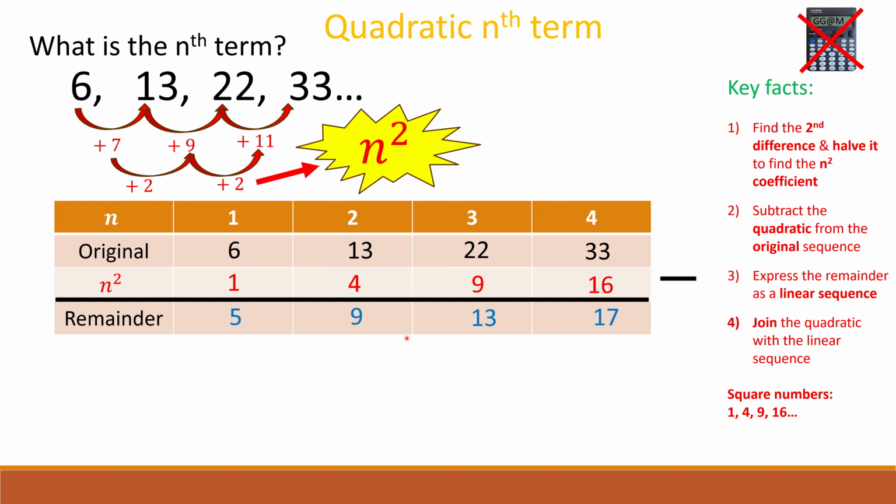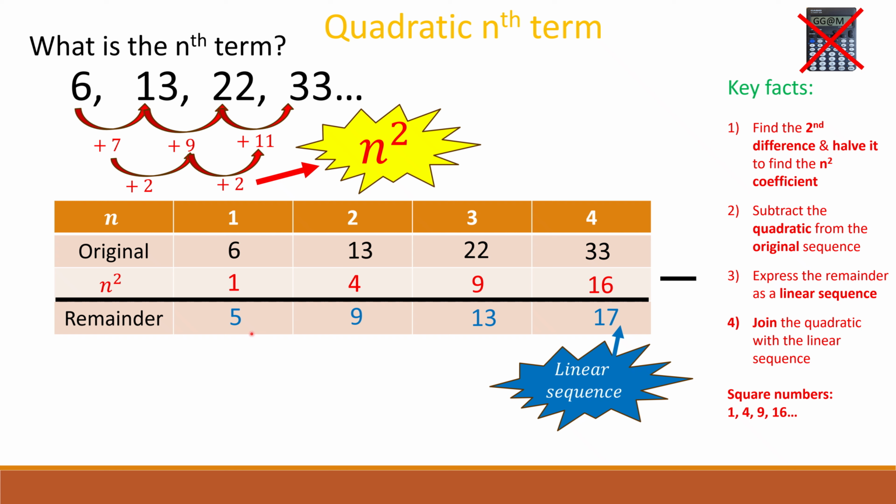You can see now I've got a sequence which are different numbers. So these numbers are no longer the same. So last time all these numbers were exactly the same. This time these numbers are different. And these numbers here form a linear sequence. So 5, 9, 13 and 17 have all got a common difference.